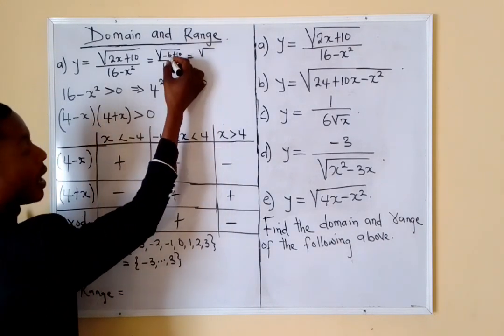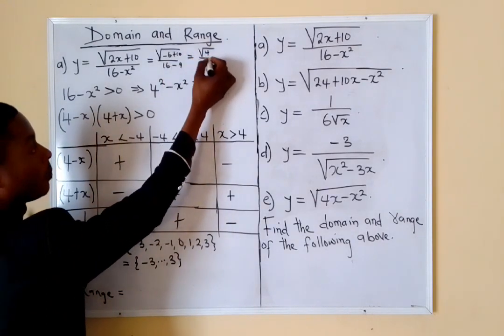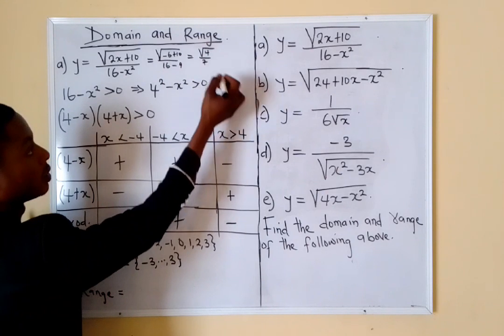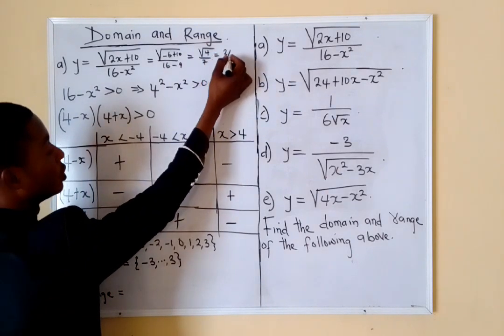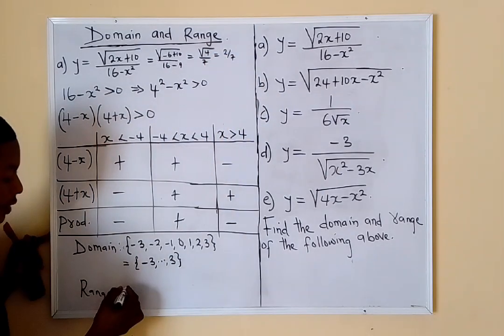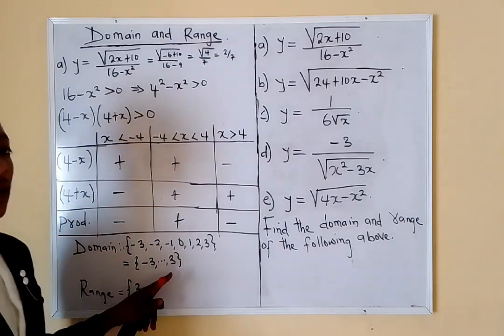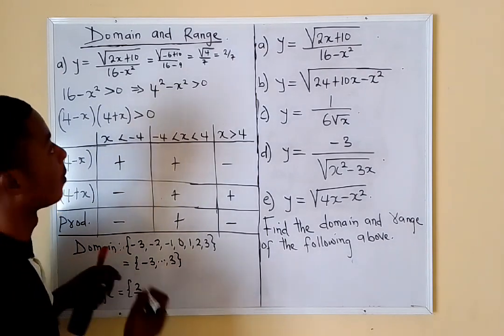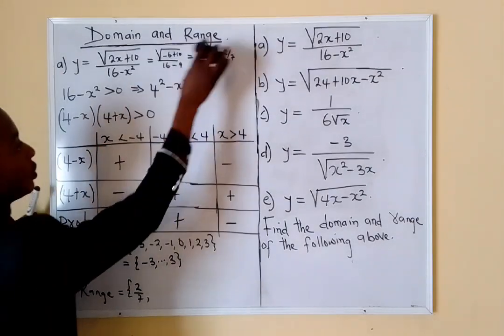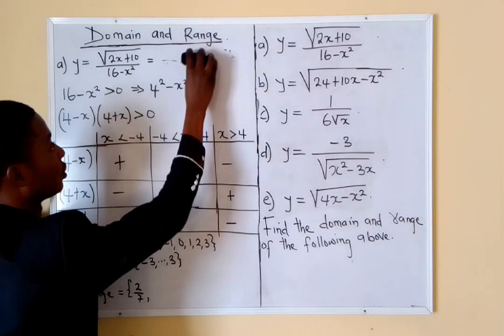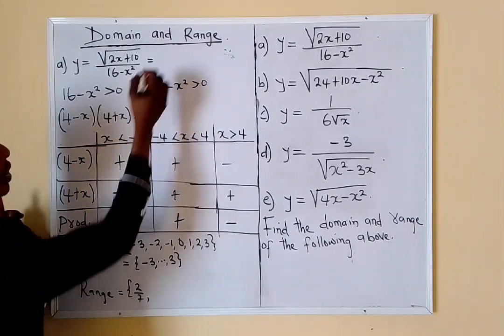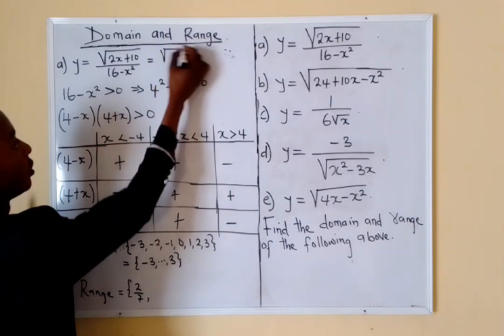To get the second value, for 3, we also substitute 3 into the original function. We have the square root of 2 times 3, which is 6, plus 10, divided by 16 minus 3 squared, which is still 9. This will be 6 plus 10, which is 16, so the square root of 16 is 4, over 7.